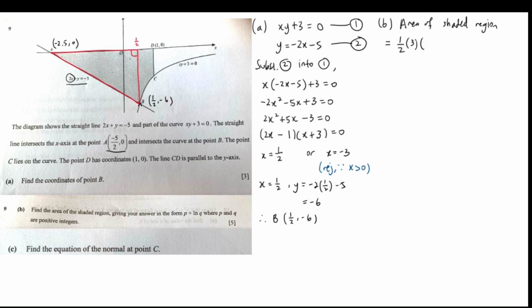That will give you 3 units. And how about the height? The y coordinate of B here is negative 6. So this height here is also 6 units. So that is the red triangle. Now, how about the next part here? The green region. Too bad, you have to use integration because it's bounded by a curve BC. So with that, from B to C is half to 1. So your integration, upper limit is 1, lower limit will be half.